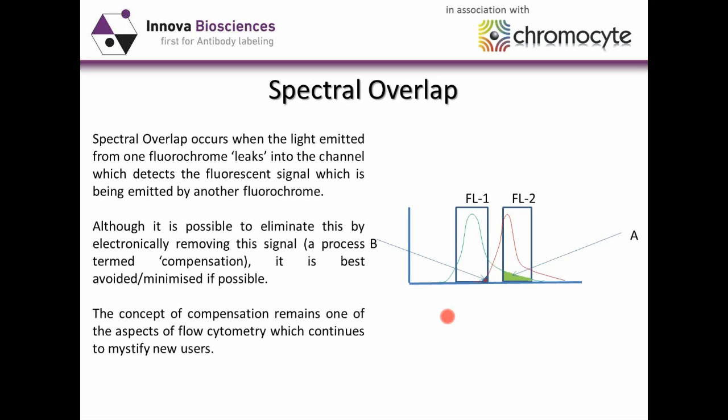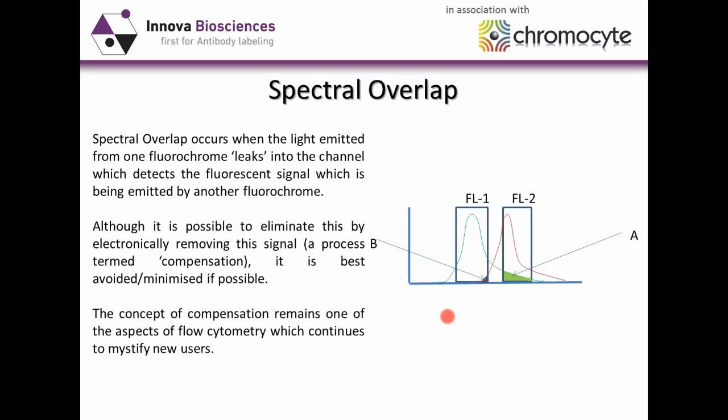Okay, another piece of terminology which you may come across is spectral overlap. This feeds into the concept of compensation, which in my experience remains one of the aspects of flow cytometry which continues to mystify new users. But essentially the concept is pretty simple. So what is spectral overlap? Well, spectral overlap occurs when the light emitted from one fluorochrome leaks into the channel which detects the fluorescent signal being emitted by another fluorochrome.